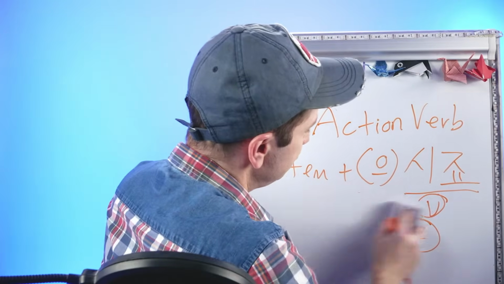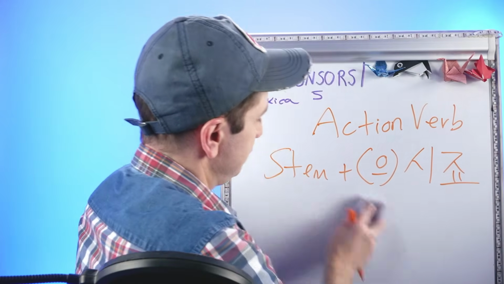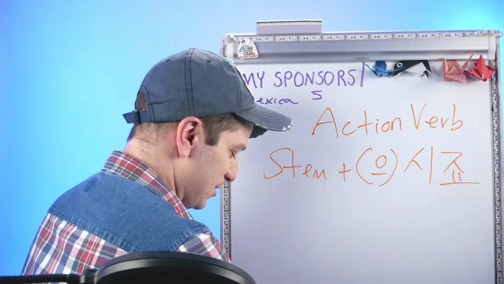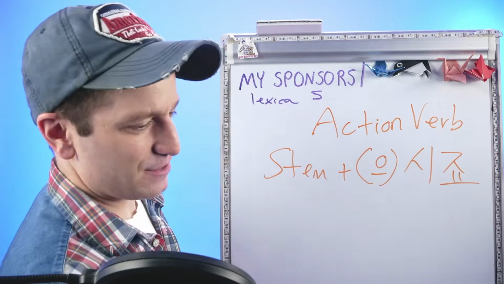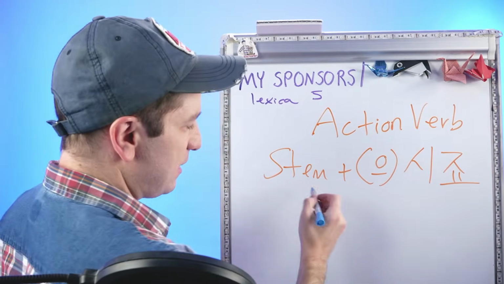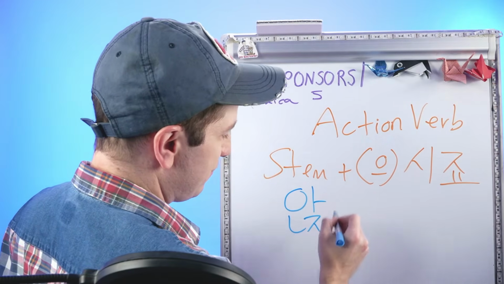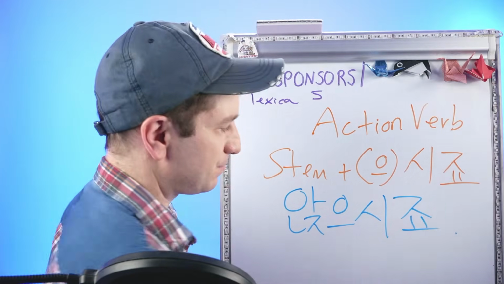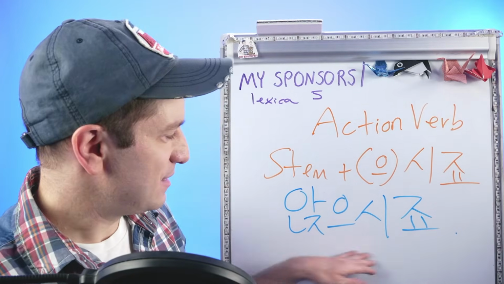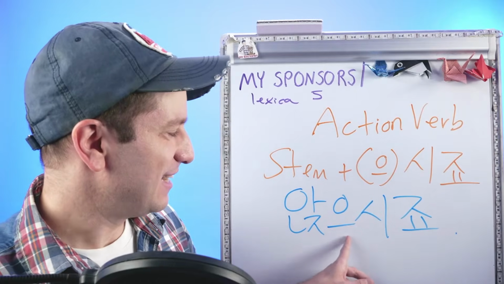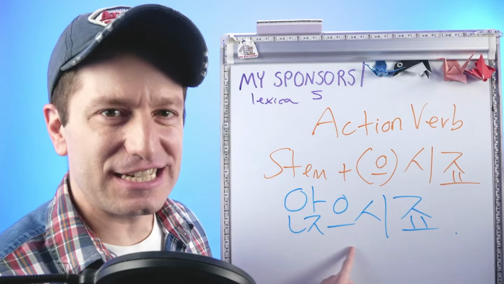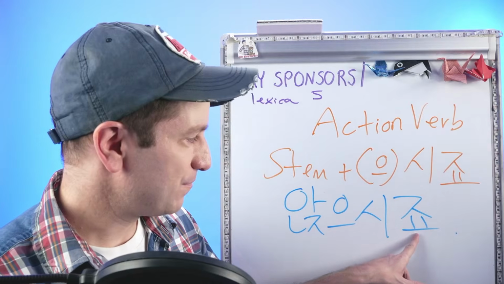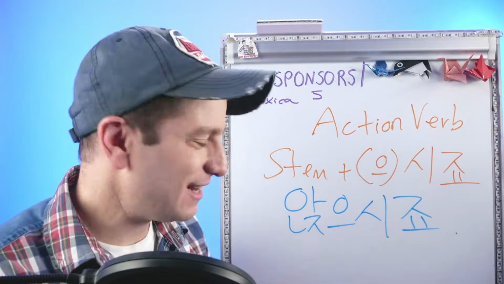Let me give you an example. We've got to talk about how this works, because I can't just give you some examples yet. Let's sit down with the verb 앉다, to sit down. So we get 앉으시죠. Sit down, okay? Again, it's honorific because of the 으시 or 시 part, and it's polite because it ends with 요, 죠, okay? Right? Like that.